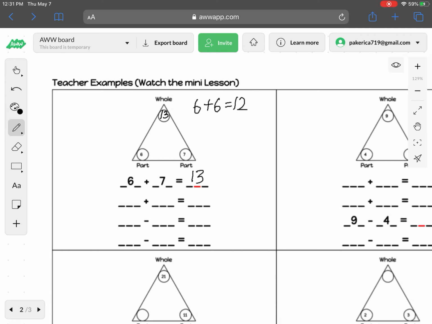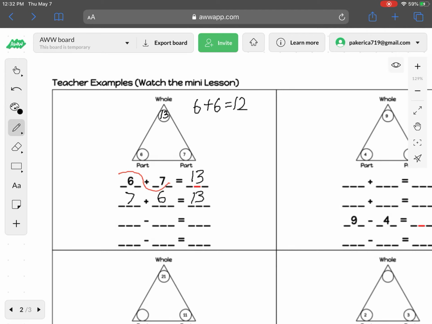In a fact family, there are 2 addition equations and 2 subtraction equations. And I know when I have this type of fact family, the only numbers that switch places are going to be my parts. And in our case, our parts are 6 and 7. So let's switch those numbers to get our new equation. So I'm going to switch 7 and 6, and I get the equation of 7 plus 6 equals 13.